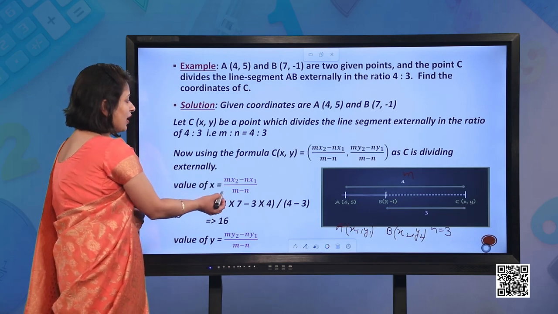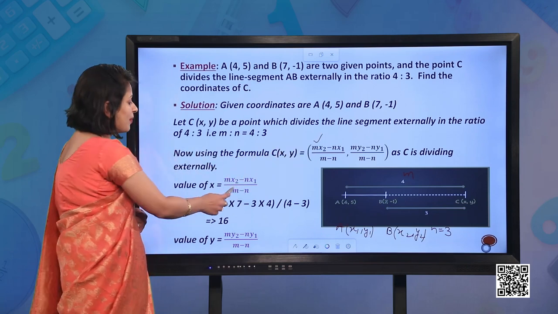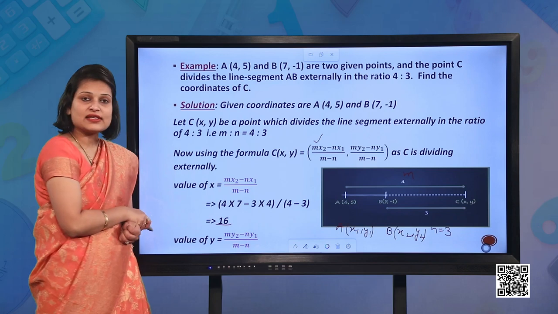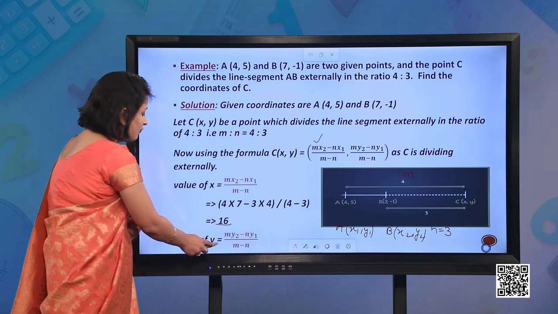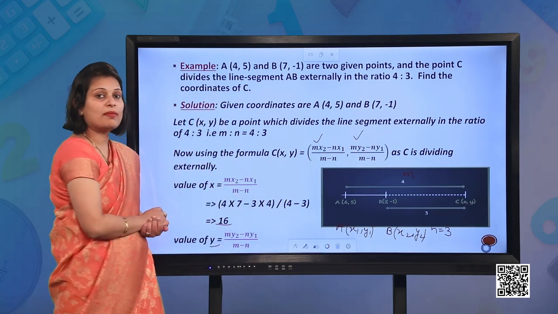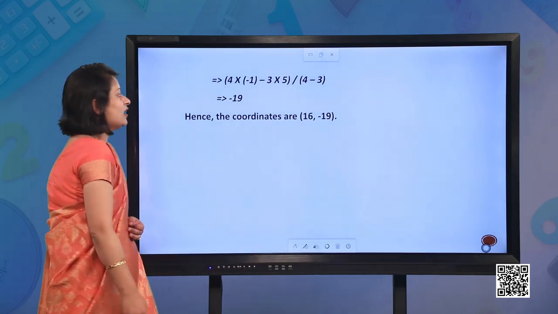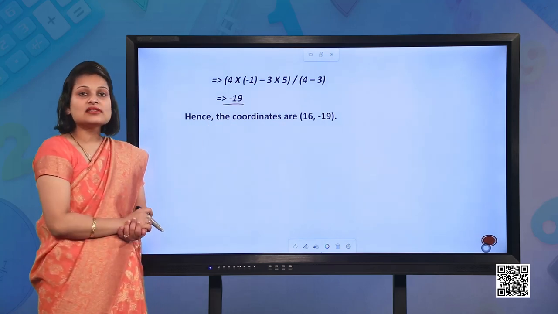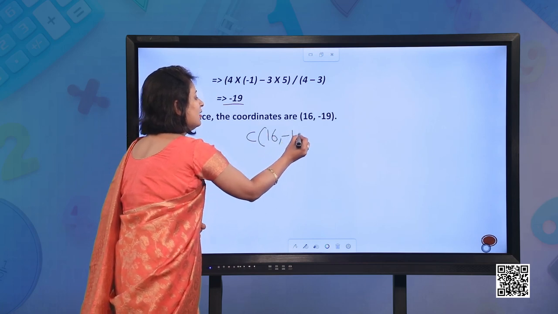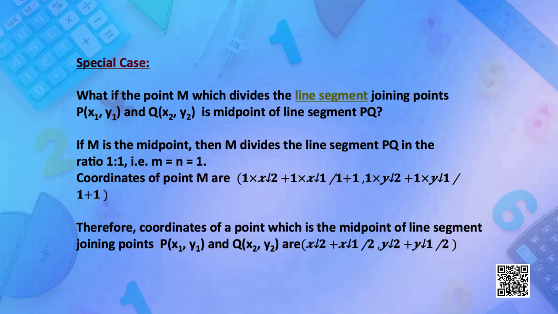So, what will you get? Here the x coordinate will be (m x2 minus n x1) upon (m minus n). Substitute the values. You will get the value of x as 16. For y, what you have to do? You have to consider this. So, (m y2 minus n y1) upon (m minus n). Simply substitute the values and you will get the value of y as minus 19. So, the coordinate C will be (16, minus 19).